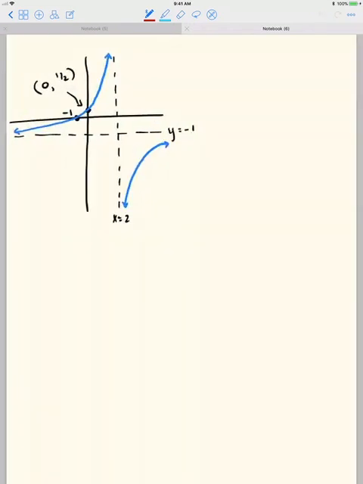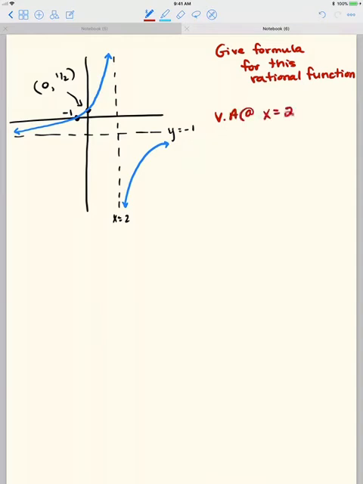All right. You may be given a graphical representation where you have to find a formula. So we'll give a formula that's possible for this rational function. But we're going to pull all the information as we were given from the previous two examples. So looking at this, I can see I have a vertical asymptote at x equals 2. So that's going to drive my denominator. So here's my function. So x minus 2.